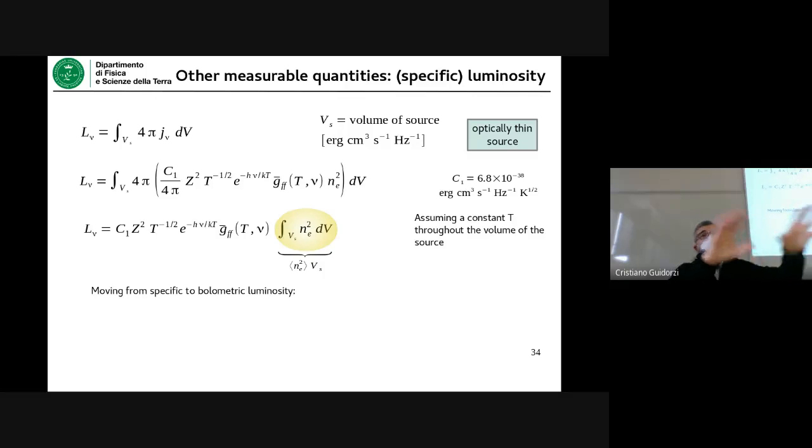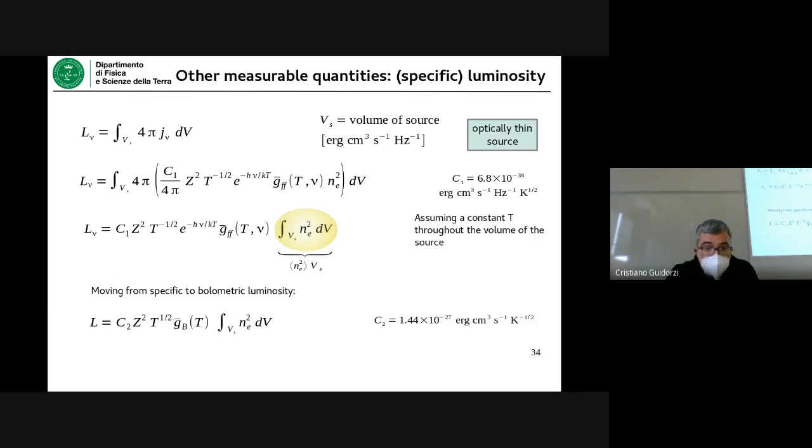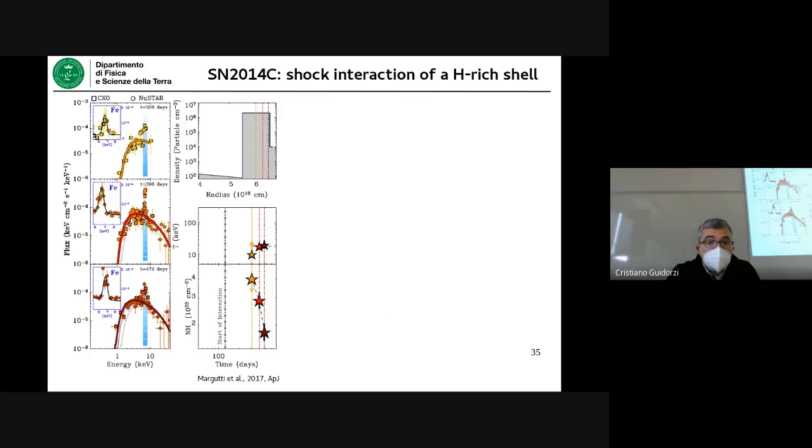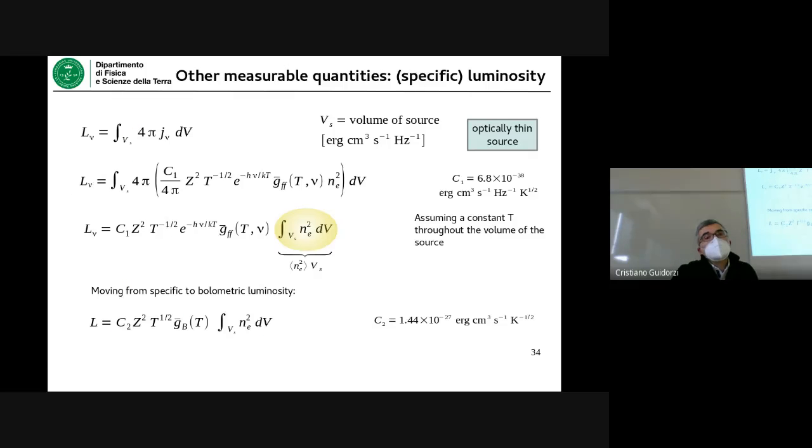So there is some confusion about names, but the important thing is that you see what you have, and so you immediately see whether it is integrated over the entire volume or within the size of the source. And of course, when you integrate over frequency, you have the bolometric luminosity, or just luminosity. And so, by measuring the luminosity and the temperature, you can immediately measure the density, if you know the volume, or the other way around.